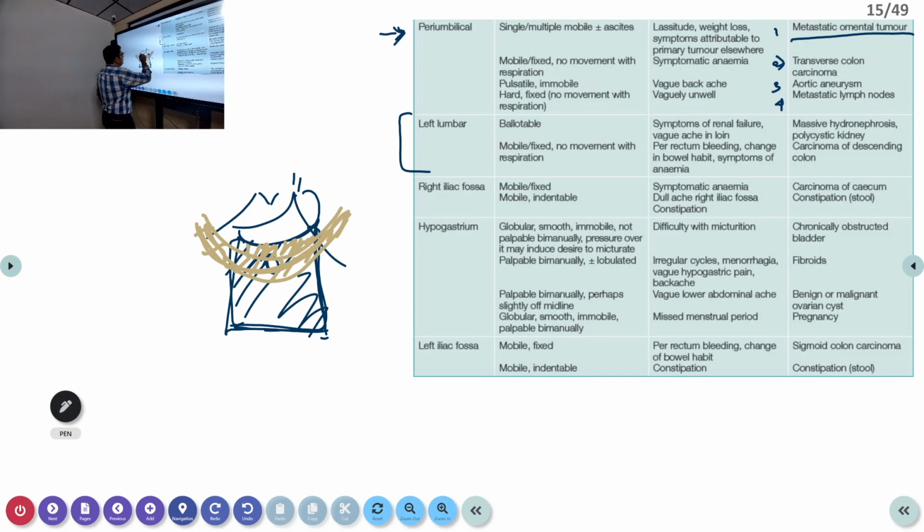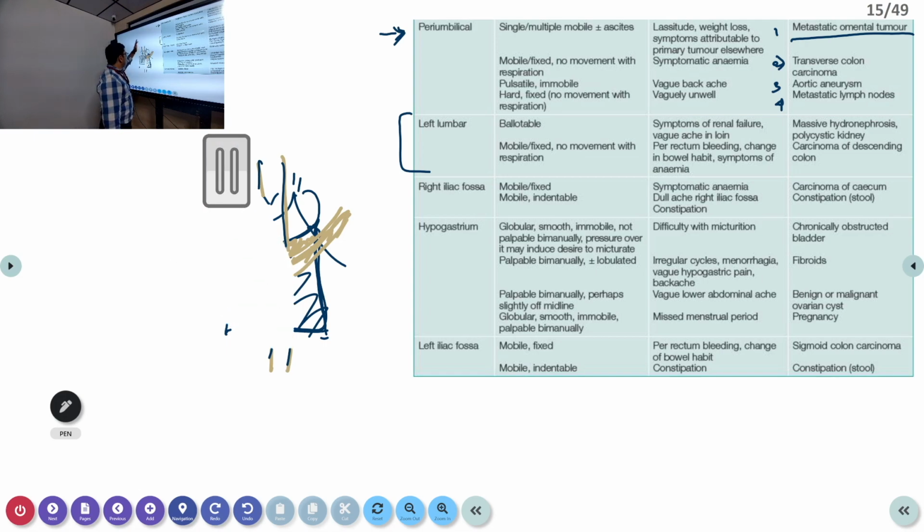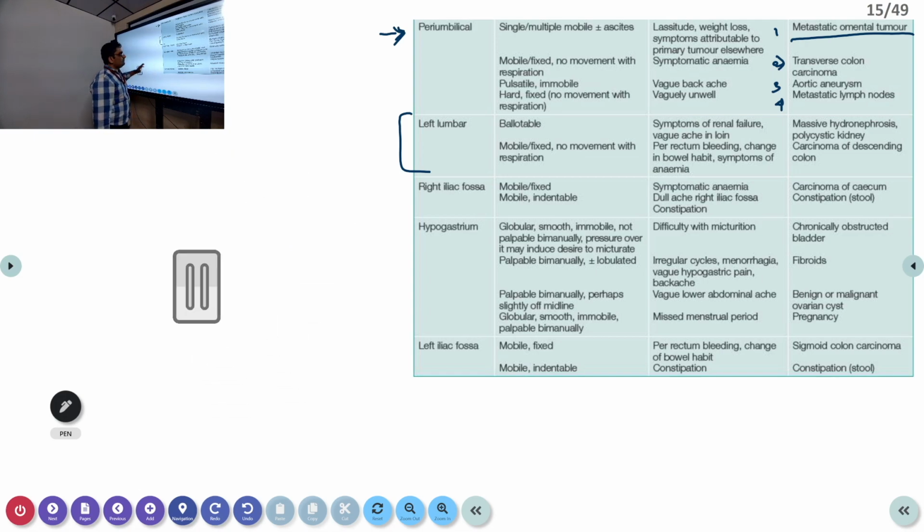And the aorta will come here, as we discussed. So in the midline, if there is any abdominal aortic aneurysm, you can feel it. So that's about the umbilical area. In the umbilical area, metastatic omental tumors may be there, and colon masses as well as metastatic lymph nodes may be there.